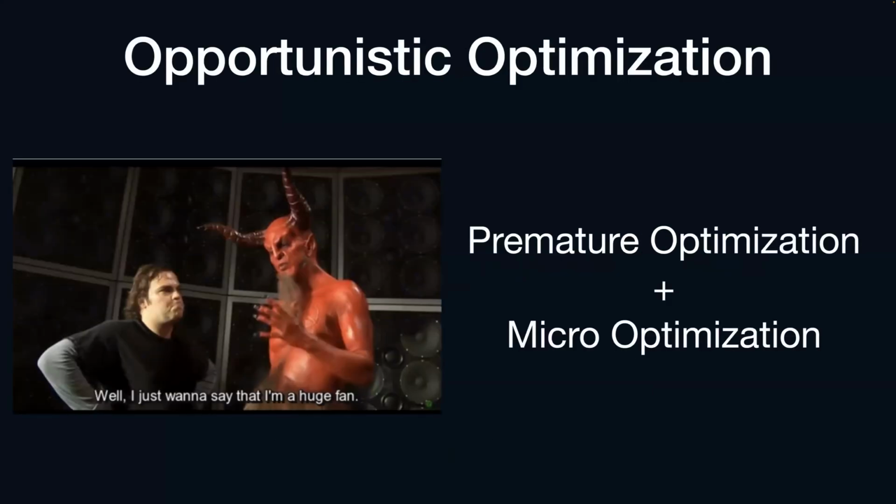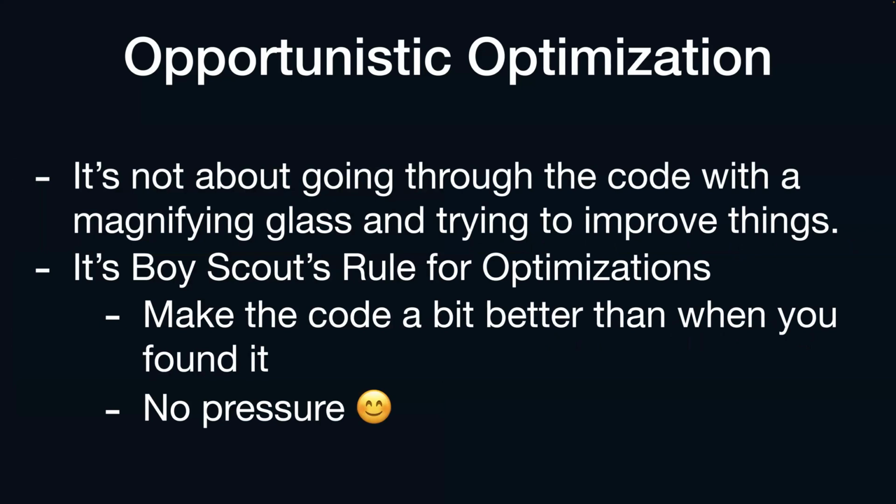So opportunistic optimization is a combination between premature optimization and micro optimization. So one level above the root of all evil. But more importantly, it's not about going through your code base with a magnifying glass and trying to improve things like we do in micro optimizations. It's more like if you know the Boy Scout rule, but more specifically for optimizations, basically making the code a little bit better than you found it. This last point is really important.